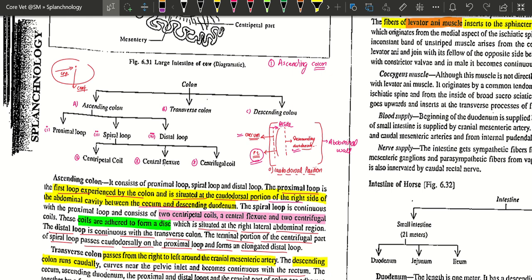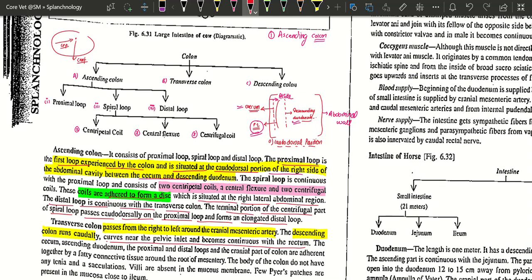two centrifugal coils, right? So these coils are adhered to form a disc which is situated at the lateral abdominal region. Obviously, they are situated in the lateral aspect of the right abdominal wall, means towards the right abdominal wall itself, away from the midline. Consider this to be the midline. This is the right abdominal wall. So somewhere here they are adhered, which I'm darkening with red, are the coils. This is the right side of the abdomen. So away from the midline they are situated in the lateral aspect, right? So these coils are formed in the shape of a disc.